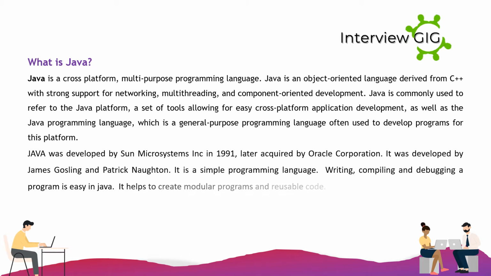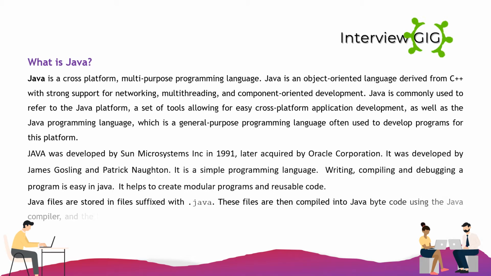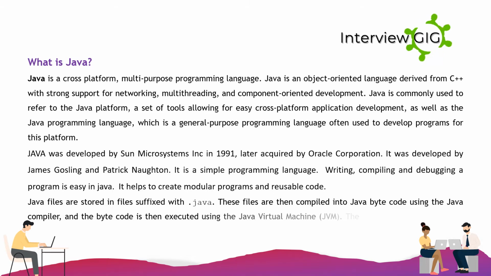It was developed by James Gosling and Patrick Naughton. It is a simple programming language. Writing, compiling and debugging a program is easy in Java. It helps to create modular programs and reusable code.